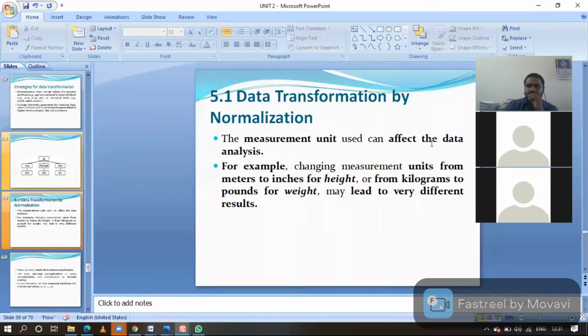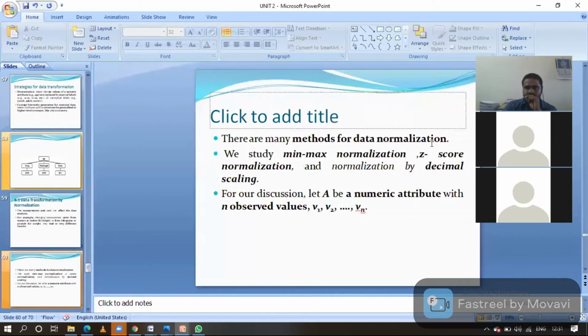That will lead to difficult results, guys. If you go for data analysis by combining this without any transformation, we will get difficult results. That is why there are different methods like data normalization. Mainly we are going to discuss min-max normalization, z-score normalization, and decimal scaling. These three are the normalization methods we are going to discuss here, guys.